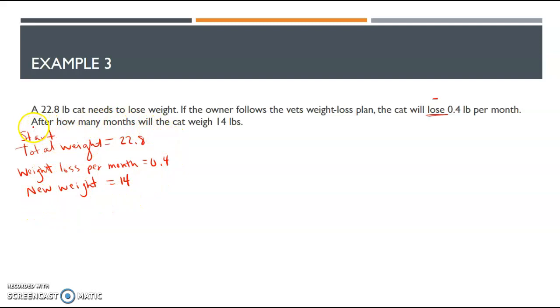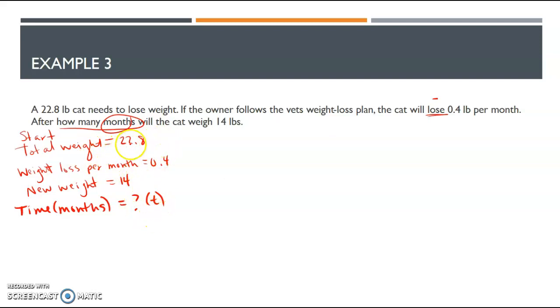So I then also have to look back, what am I looking for? Right now I have information. I know that it's starting out at 22.8 pounds. I know that it is losing 0.4 pounds a month, and I know that we would like it to be 14 pounds. So I have to go back to the question, after how many months will the cat weigh 14 pounds? So that means time, or in our case months, is going to be my variable. That is the thing I do not know. So I'm going to call that T for time.